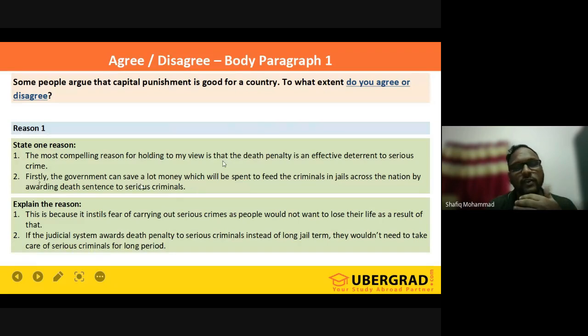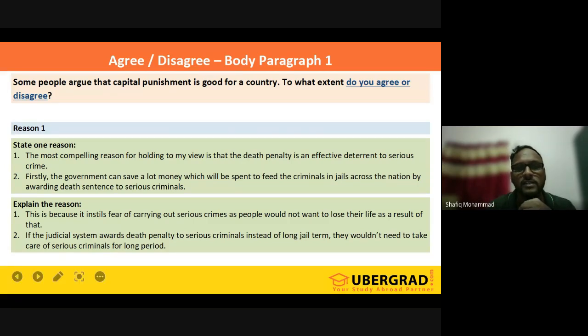Isn't it? What he's trying to say is, instead of continuously feeding them till the death sentence, or till the crime is solved, or giving them more and more time, that will actually save money. So that is one reason he's explaining in this way. This is because it instills fear of carrying out serious crimes, as people would not want to lose their life as a result of that. So for the first one, the most compelling reason for holding my view is the death penalty is an effective deterrent to serious crime. For that, he's explaining what it is. It instills fear, in the sense that in the minds they will have that fear.